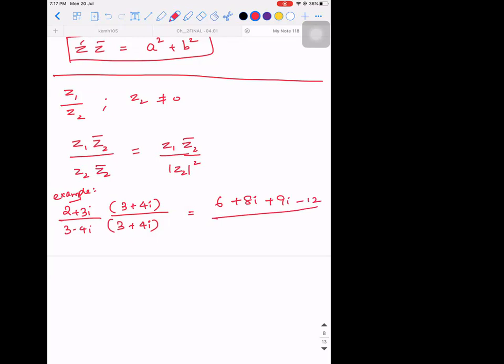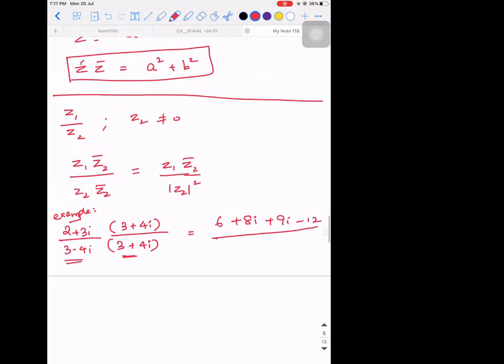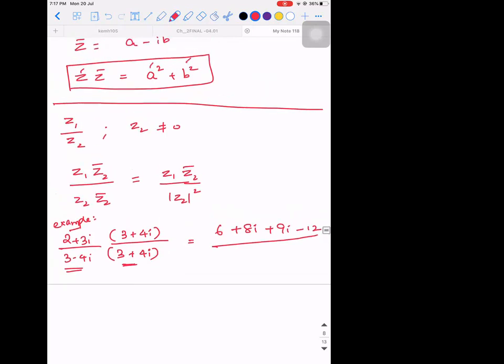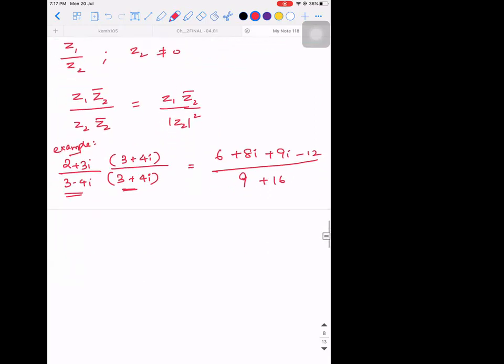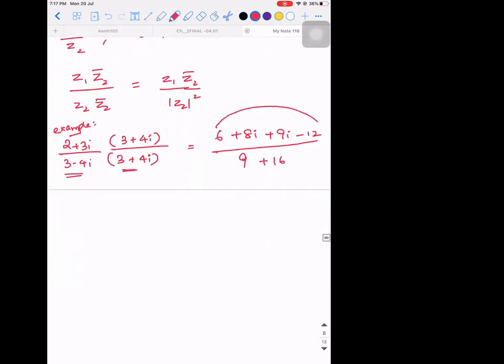Did you understand why I wrote minus 12? 3 into 4 is 12. i into i is i square. i square is minus 1. Divided by, when I told you, you multiply a complex number with its conjugate, you can directly write a square plus b square. That is nothing but 9 plus 16. So 6 minus 12 is minus 6, plus 8i plus 9i, 17i, divided by 25. So minus 6 by 25 plus 17i by 25. This is the answer.